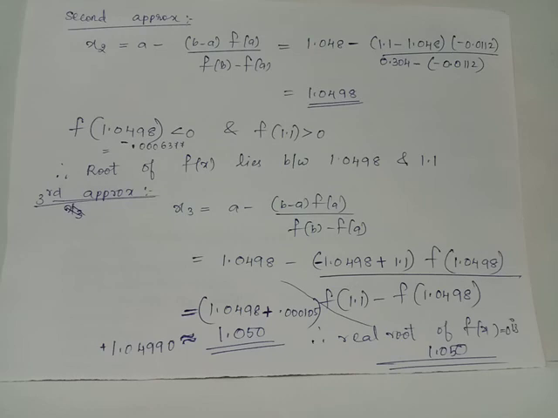You get x3 = 1.04990, which is approximately equal to 1.050. Hence, based on the third approximation, the real root for f(x) = 0 will be 1.050 using the regula falsi method.